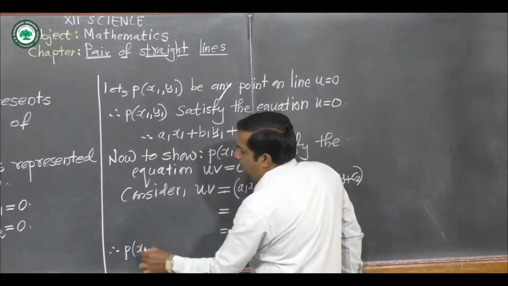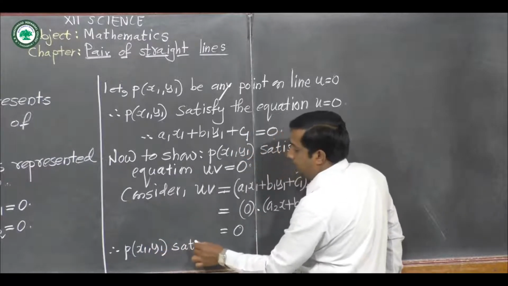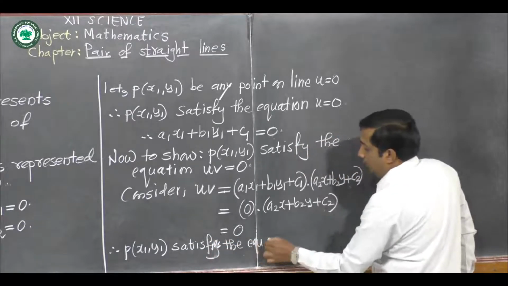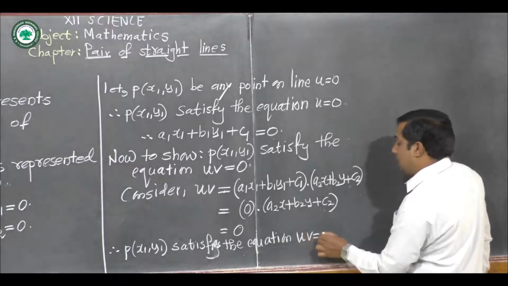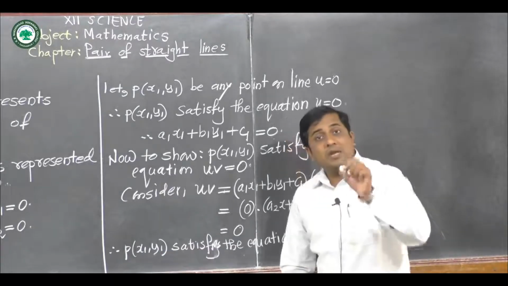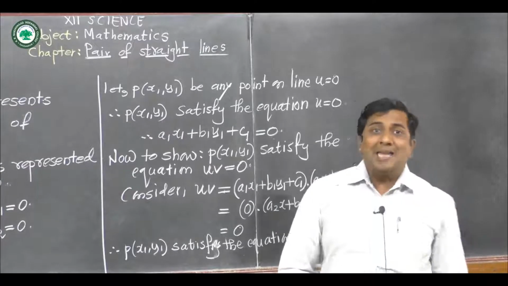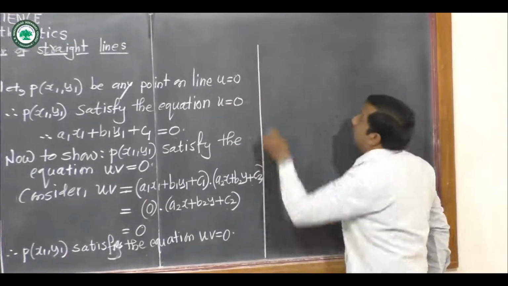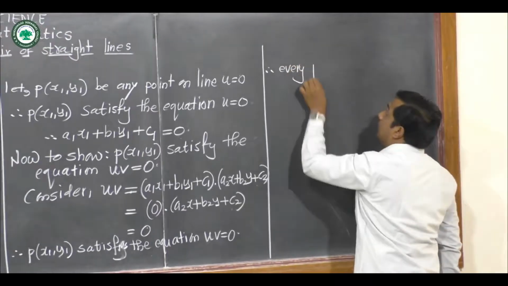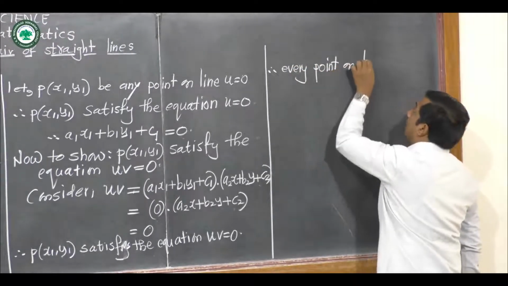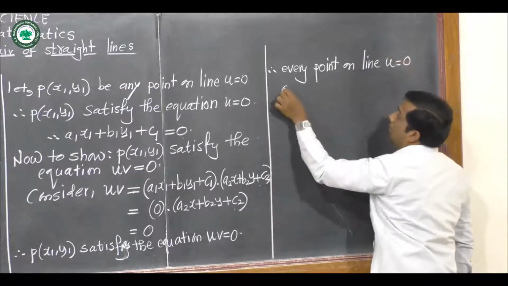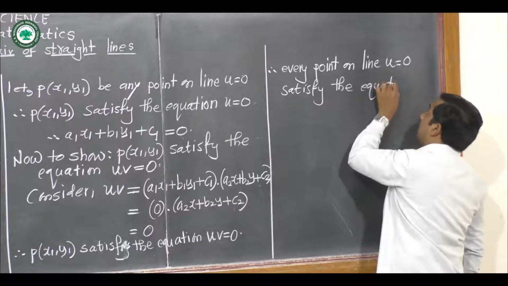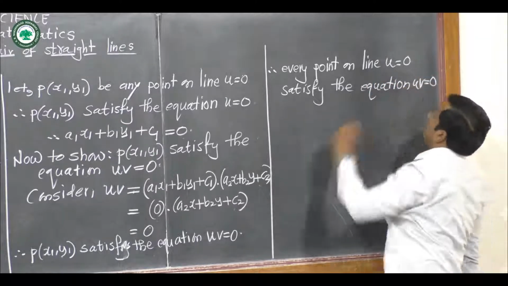Therefore, the point P(x1, y1) satisfies the equation u into v is equal to 0. Since this point satisfies the given equation, every point on the line u = 0 satisfies the given equation. So in the next line I write: therefore every point on line u = 0 satisfies the equation u into v is equal to 0.